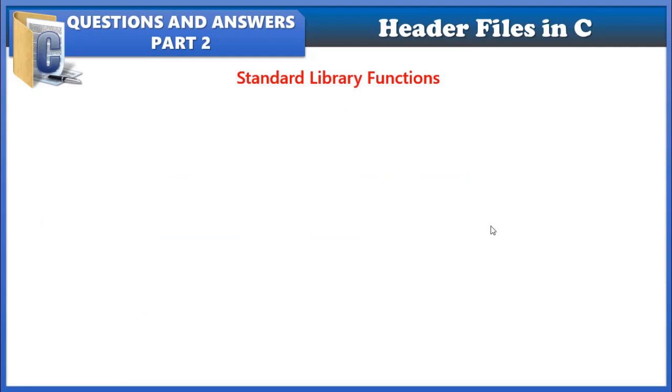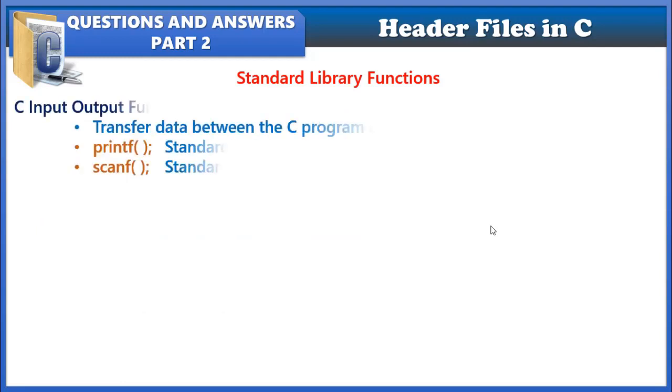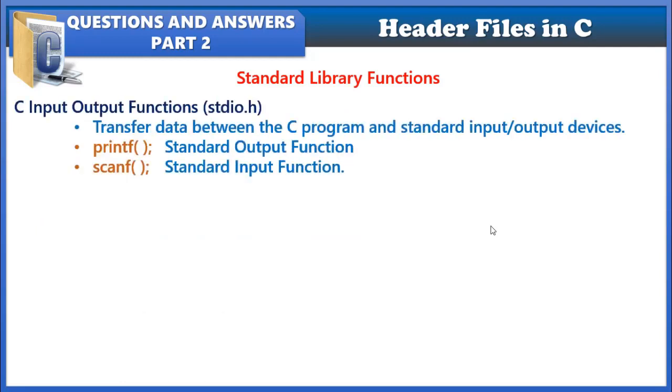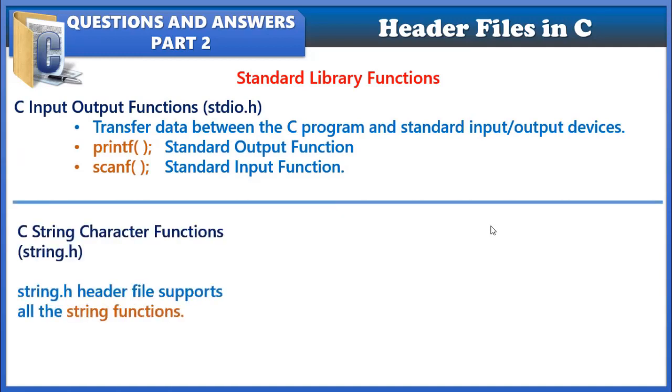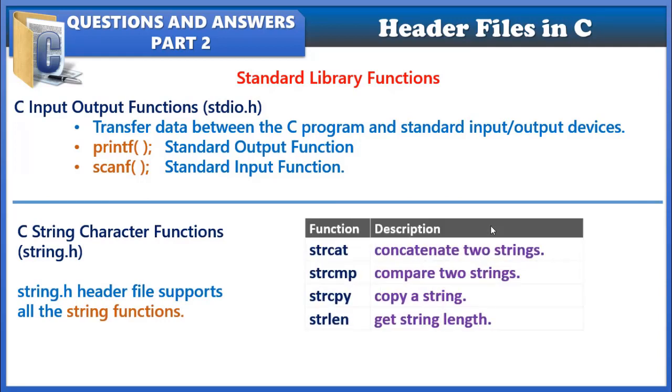So let's go through some standard library functions examples. The first one is stdio.h, which supports standard input and output functions like printf and scanf. Second one is string.h, which supports string functions in C. For example, strcat, which concatenates two strings, strcmp, which compares two strings, strcpy, which copies one string to another string, and strlen, which calculates the length of given string.